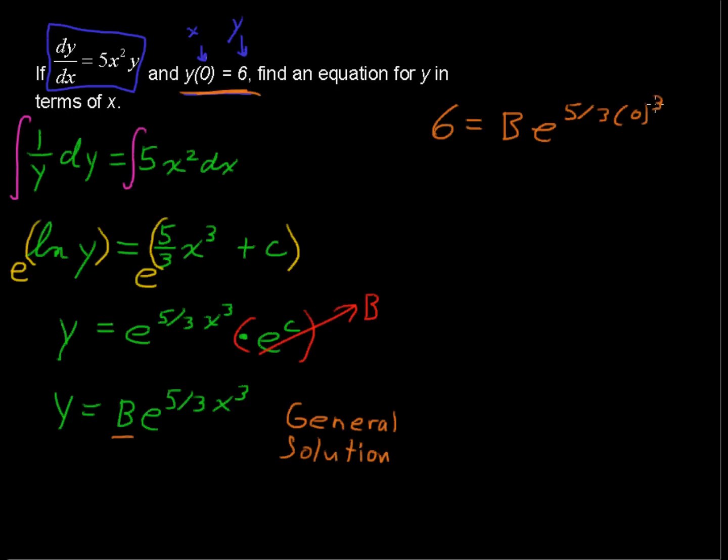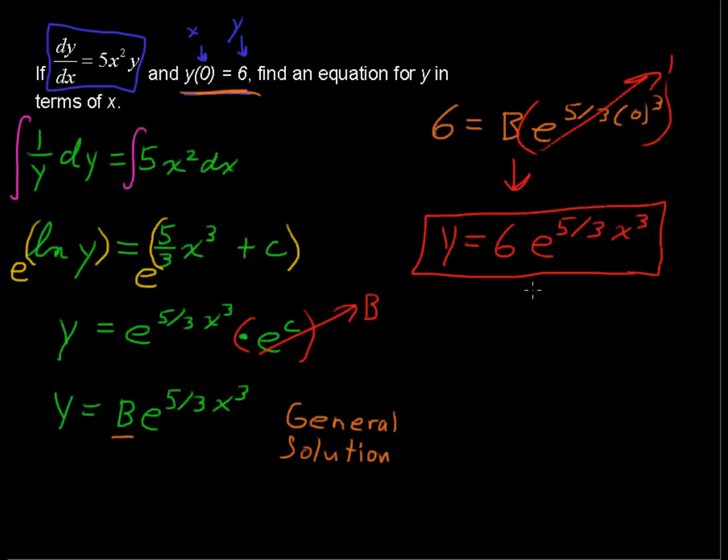Well, that's not too hard to evaluate. Anything to the 0 power is just 1. So we're left with 6 equals b. Now we can plug that in for our particular solution. And I'll write that as y equals 6 times e to the 5/3 x to the 3rd. So this is what we call our particular solution. It's particular to this initial condition.